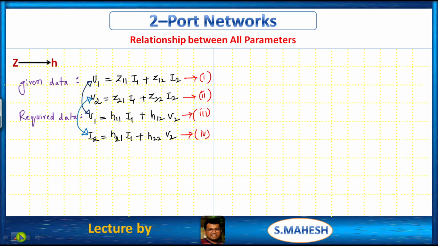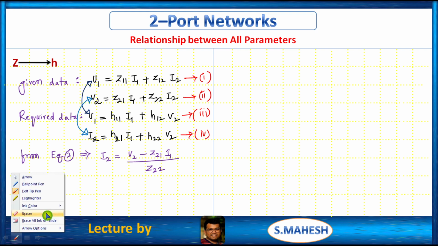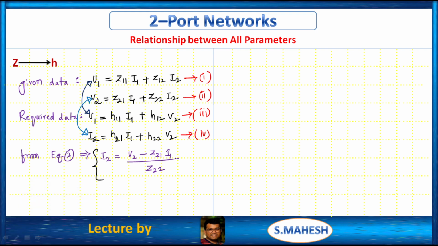for that, here I would like to consider equation 2. What is equation 2? I would like to calculate I2. From equation 2, I2 is equal to V2 minus Z21 I1, divided by Z22. Therefore we have to substitute this I2 equation. We only have to manipulate the given data representation, that's it.